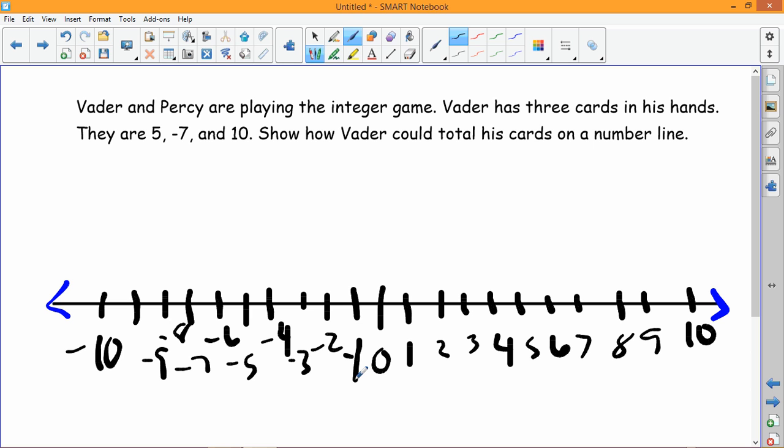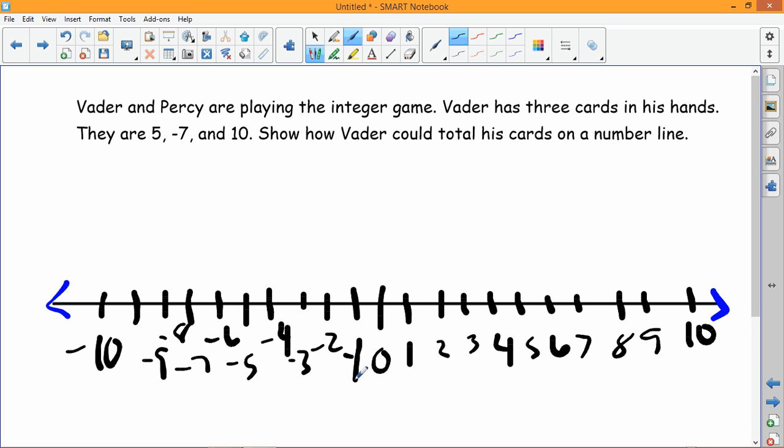All right. So it says Vader and Percy are playing the integer game. Vader has 3 cards in his hands. They are 5, negative 7, and 10. Show how Vader could total his cards on a number line. So one strategy we can use rather than just counting up and down, or even finding pairs to add up to 0, is to draw an arrow, like I would call a vector.